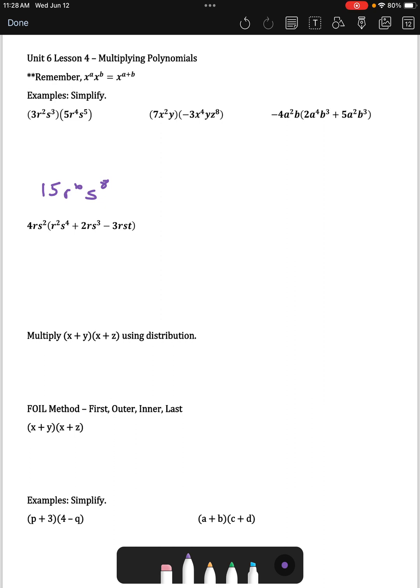For the second example, 7 times negative 3 is negative 21. With our x's, we have x to the second and x to the fourth. 2 plus 4 gives us x to the sixth. For our y's, we have y times y. If you don't see an exponent on a variable, it has one, and it is the number 1. You must remember it's an invisible 1. So both of my y's have invisible 1s. 1 plus 1 means our y is going to have an exponent of 2. And z's, there is just the z to the 8th power. Done.